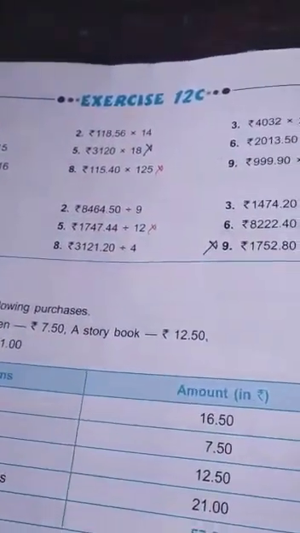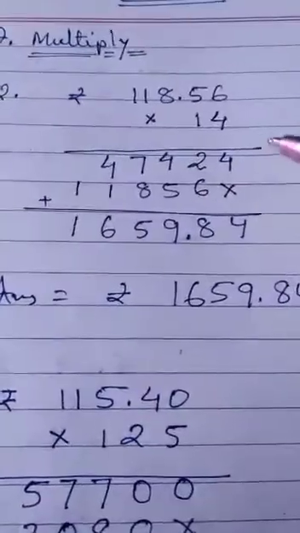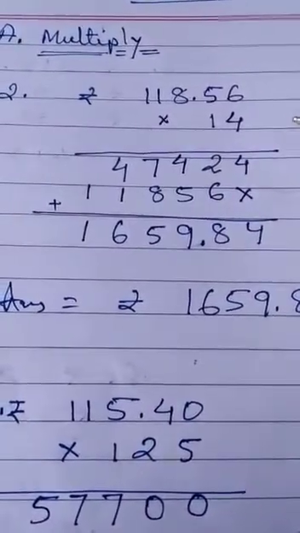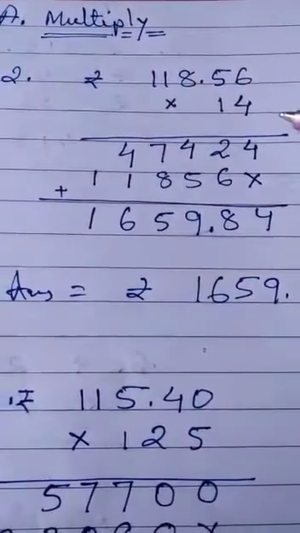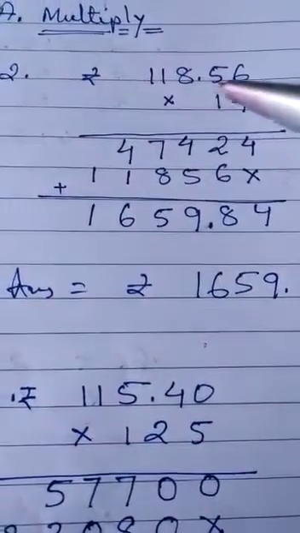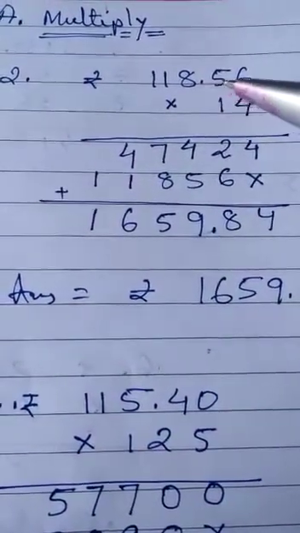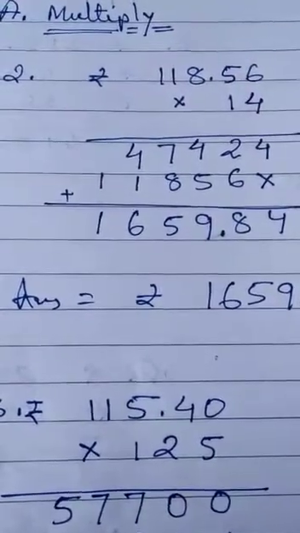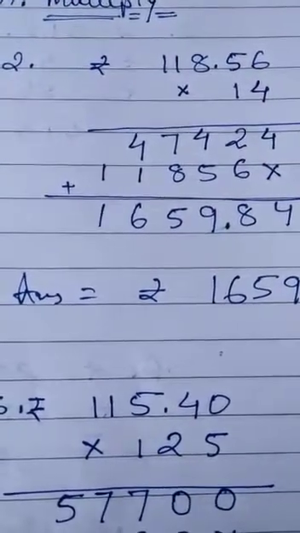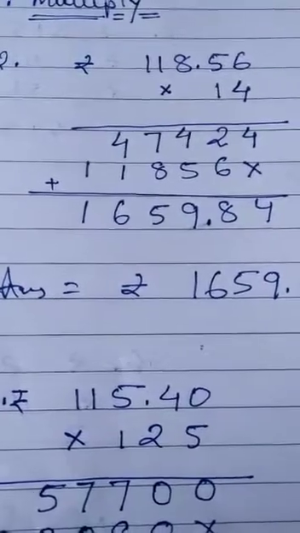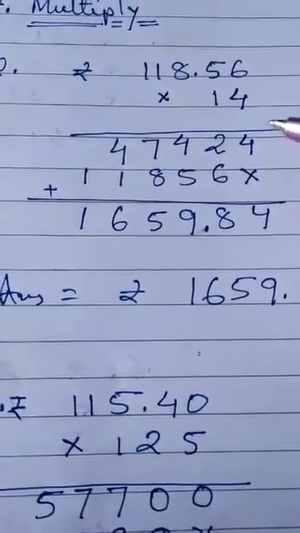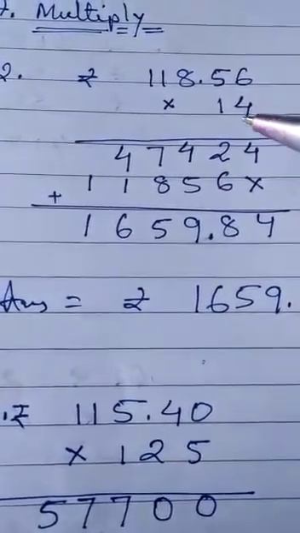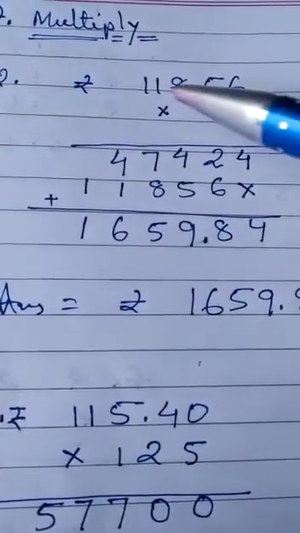118.56 rupees into 14. So first of all I have to arrange it properly. So multiply as you are doing in a simple multiply, that way only we will do. Don't think about the point given now, just put it here, but we will do the multiplication in a simple method. You can see I have done it in a very simple way. First of all, this 4 I have multiplied to all of these numbers.